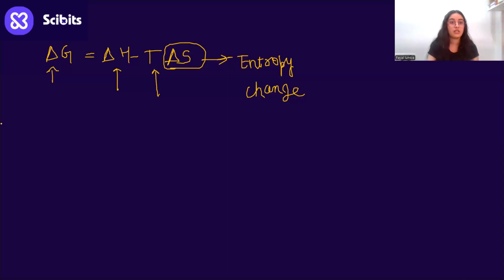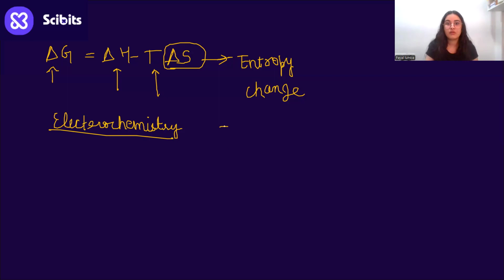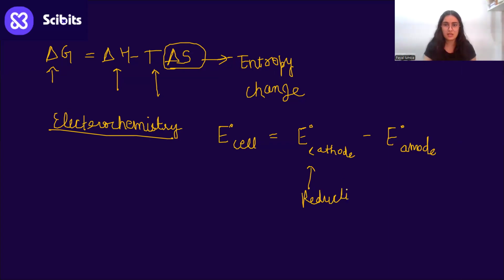Okay, now let's move on to electrochemistry. This is going to be the last thing. Electrode potential is equal to standard electrode potential at cathode minus standard electrode potential at anode. At the cathode, reduction happens, and at the anode, oxidation happens.